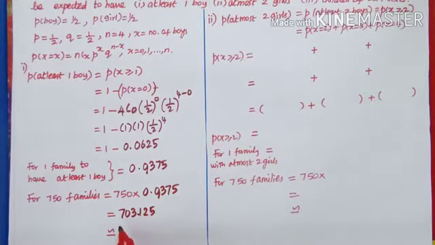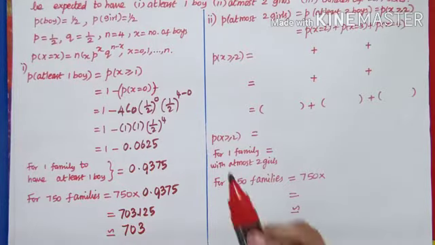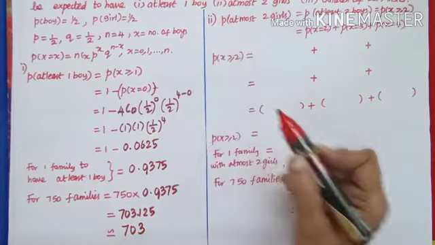It is 703.125. It is the number of families, so avoid decimals. Approximate to the whole number, which is 703. So 703 families will have at least one boy.